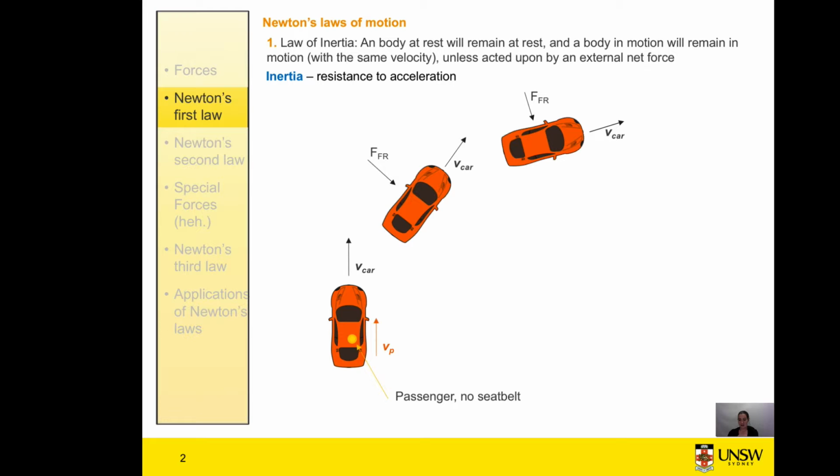But what happens to the passenger in this case? He's not wearing a seatbelt. He's not part of the car. So the force that's acting on the car doesn't act on the passenger. So he keeps his velocity constant, so he keeps going straight ahead. And as the car turns further, he slides along the seat. And eventually he comes to rest, possibly slightly bruised, depending on the driver, because he hits the car door.